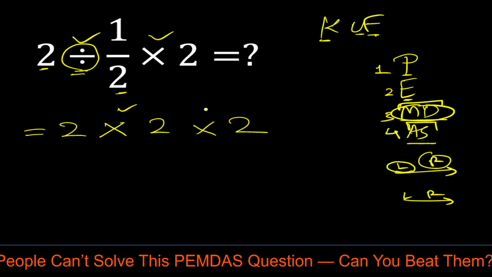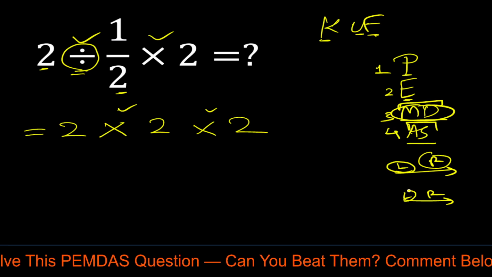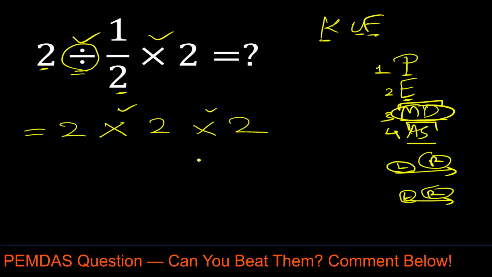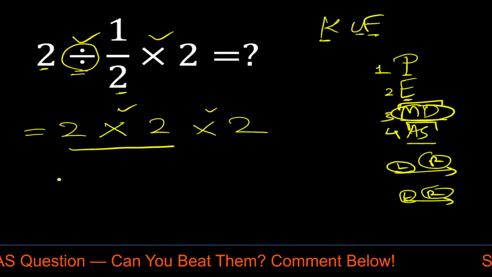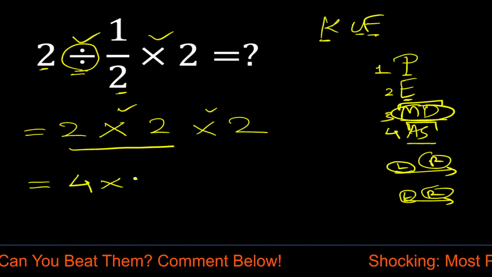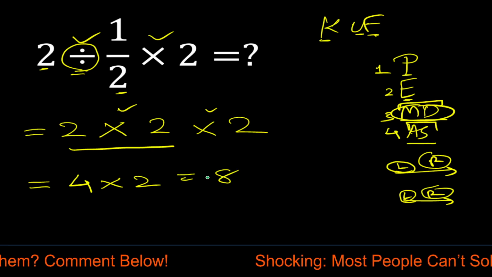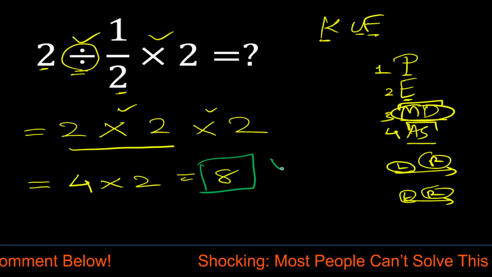Now here we have multiplication and here multiplication. And both have equal priority, so we have to solve it from left to right. So first we have to solve this multiplication, right? So 2 times 2 is equal to 4 times 2. So 4 times 2 is equal to 8, right? So the correct answer is 8.